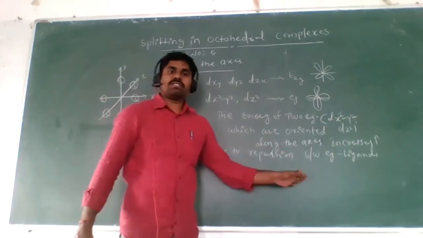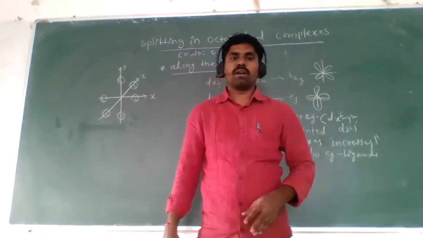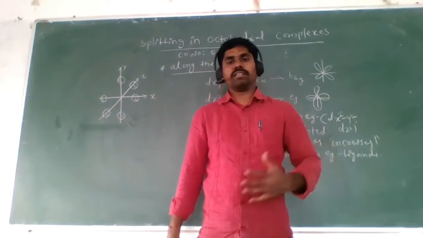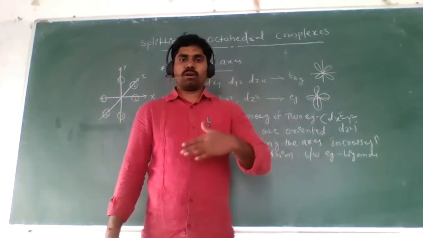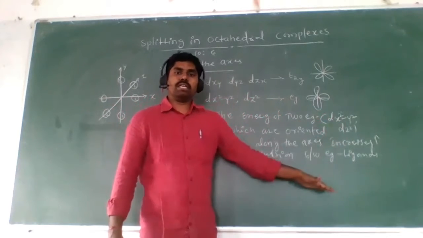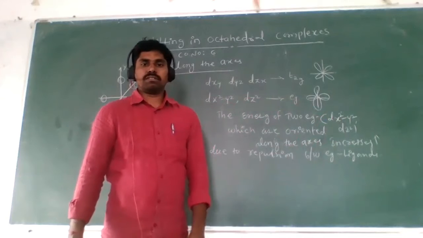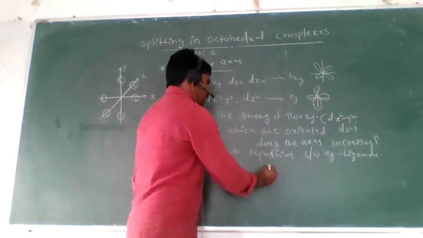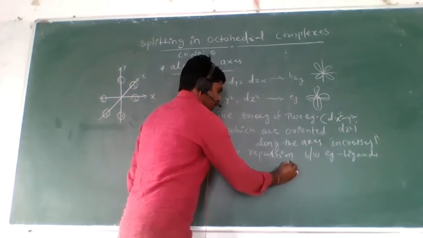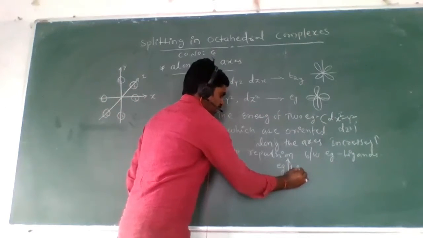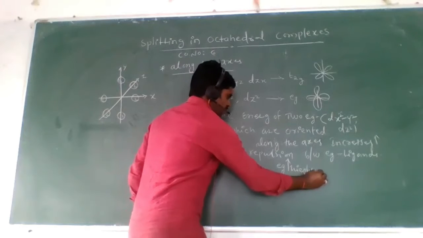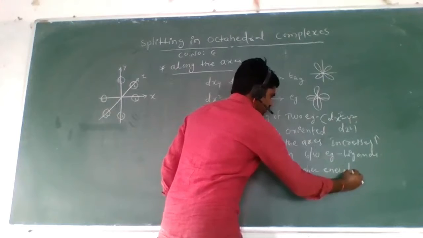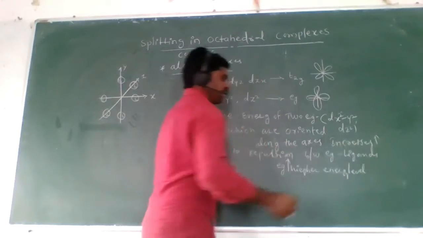The six ligands are entering the central metal atom along the axis. The orbitals which are oriented along the axis are repelled by those six ligands. So the Eg orbitals go to the higher energy level. Clear? Higher energy level.